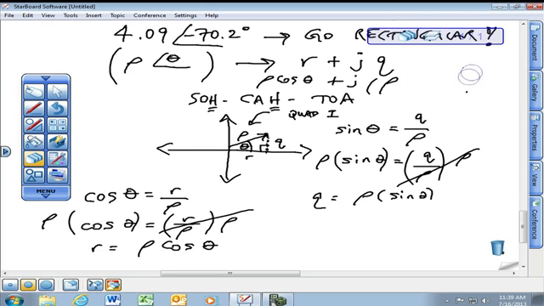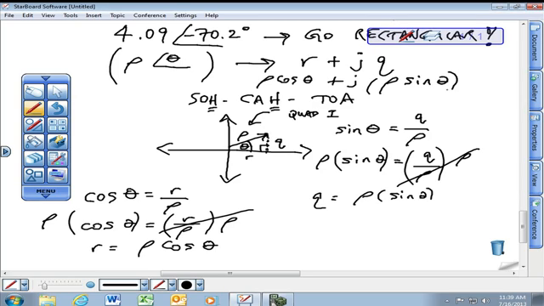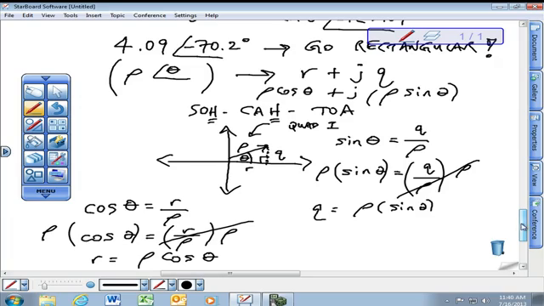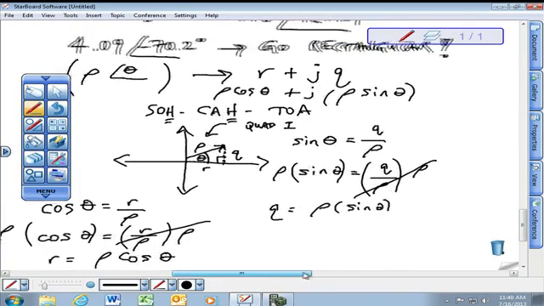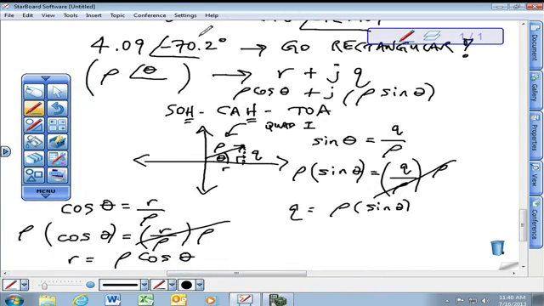Let me make this a little more simple. Rho times the sine of theta is your q, and rho times the cosine of theta is of course your r. So armed with that information, let's solve this particular problem. We want to go rectangular, so let's plug and chug. We want to figure out what r is for this problem.